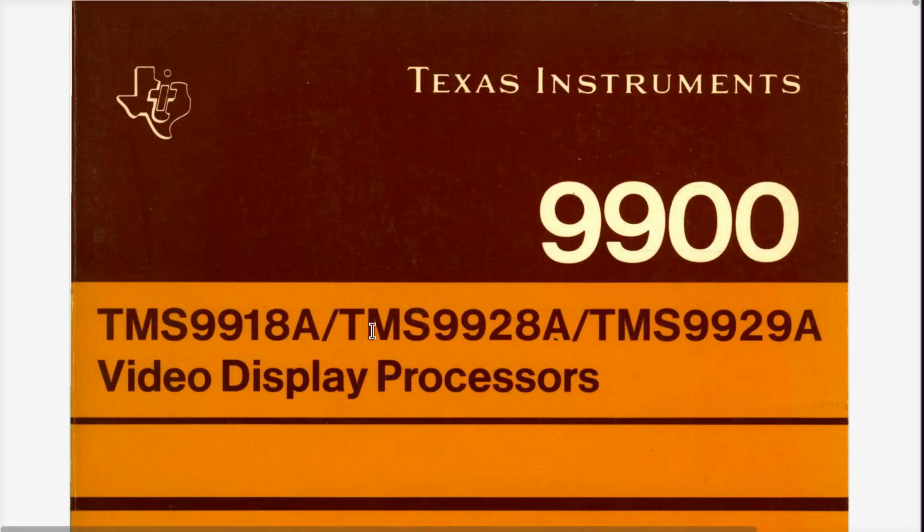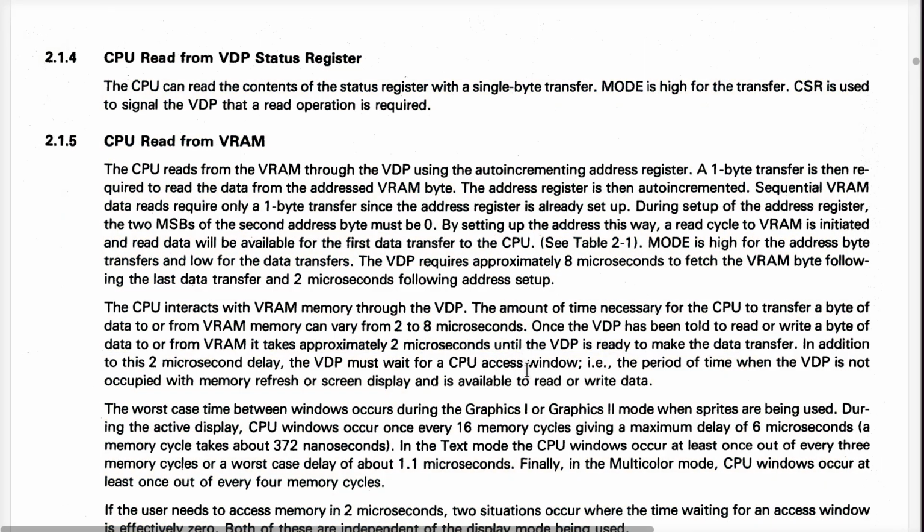All right, so here's the older manual. This is the 1982 manual for the 9918. Now, if we scroll down to page 13 in the PDF, section 2.1.5, there's a heading that doesn't really make sense once you read this. It says reading from the VRAM. This discusses reading and writing, okay, between the host CPU and the VDP controlled VRAM, all right?